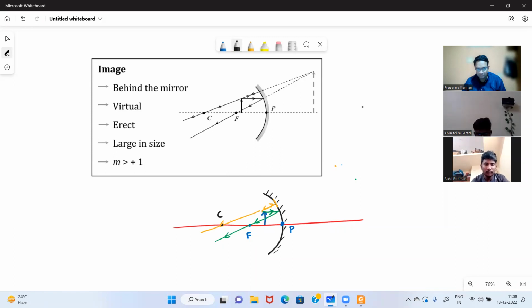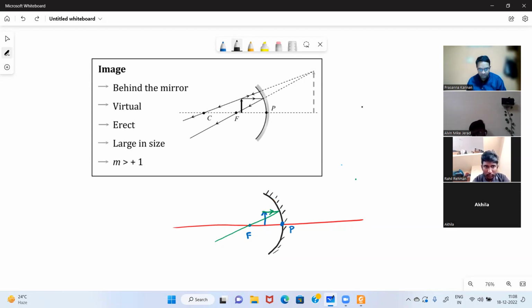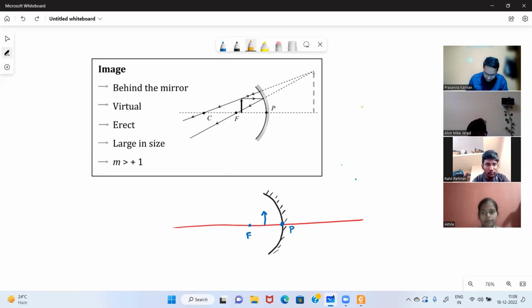Sir, can you please explain that, sir? Okay, see here. So two rays I am drawing. For getting an image, you need at least two reflected rays. So this is the object. From the object, one ray is going parallel to the principal axis. After reflection, it will definitely pass through the focus. Focus is not the image, but through the focus it will pass. Understood?